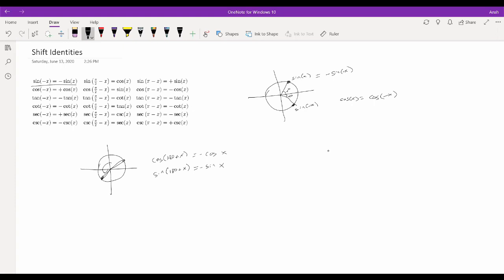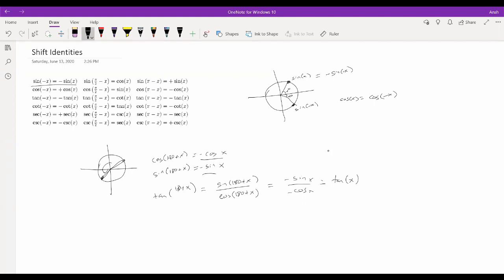So one thing to notice from this, if we actually take tan of 180 plus x, we get that this is equal to sine of 180 plus x divided by cosine of 180 plus x. But using what we just found over here, this is just equal to negative sine x over negative cosine of x, which equals just tangent of x. So tangent, in fact, just repeats every 180 degrees, unlike cosine and sine, which repeat every full revolution.